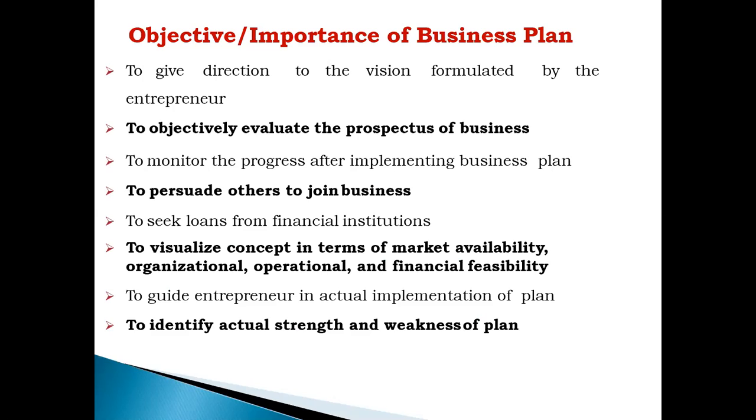The next objectives are to evaluate the prospects of the business, monitor the progress after implementation of the business plan, to persuade others to join the business, and to seek loans from financial institutions. This business plan, or the documentation of whatever business plan is there in the mind of the entrepreneur, has to be brought down onto the paper, and this valid paper has to be shown to the financial institutions for seeking a loan. Also, to visualize the concept in terms of market availability, organizational, operational and financial feasibility, to guide an entrepreneur in actual implementation of the plan, and to identify actual strengths and weaknesses of the plan. So how can we sum up this business plan concept?